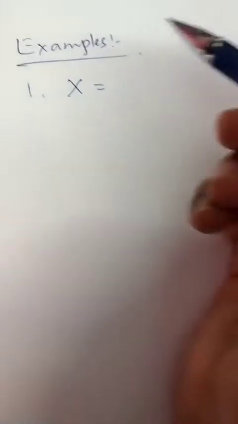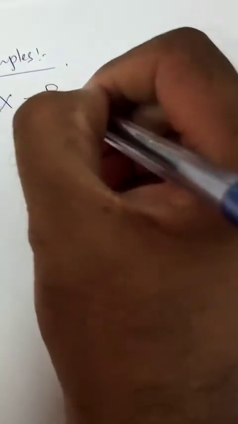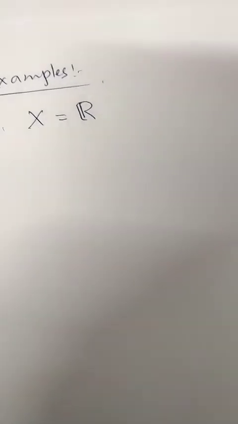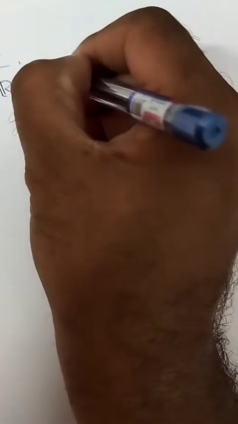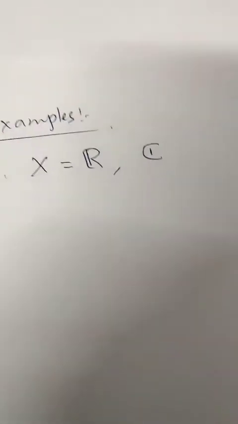Next, let's come to the important step where we are going to take up the examples. First one is a very simple one. I will take the linear space, or the vector space, to be just R, the set of real numbers, or you can take X to be the set of complex numbers.